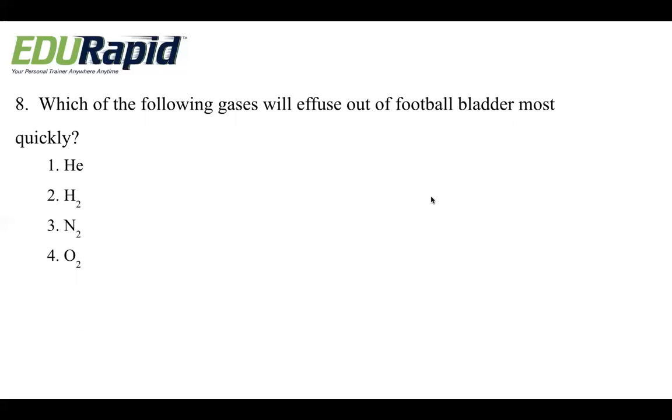Which of the following gases will effuse out of a football bladder most quickly? So whenever a football will lose its gas present in it, a football without a gas is nothing but football bladder. So which gas is emitted most quickly? You have options, that is helium, hydrogen, nitrogen and oxygen. Any answers?